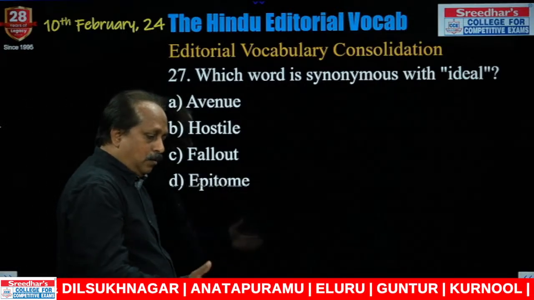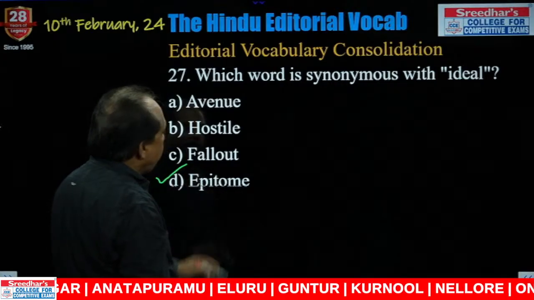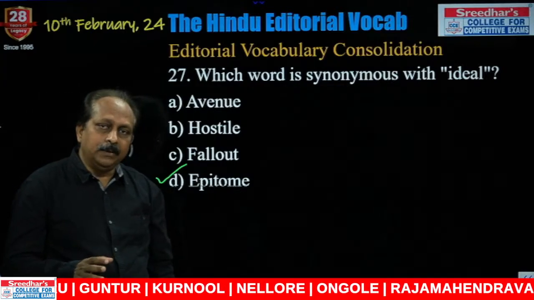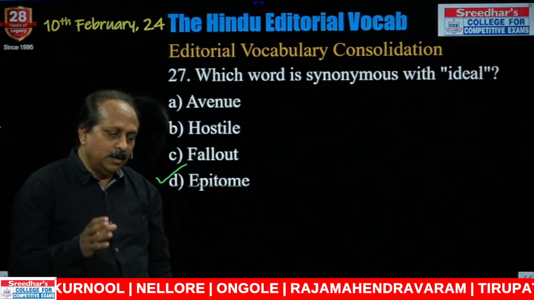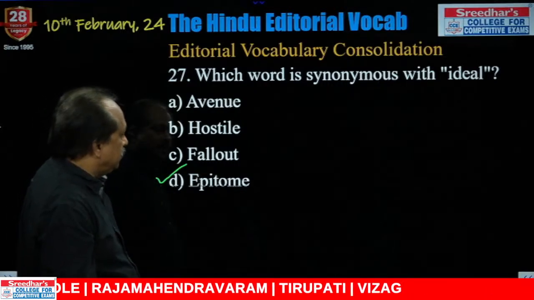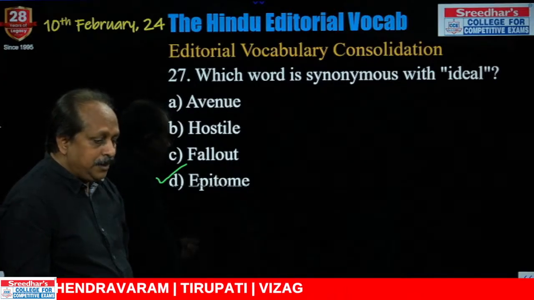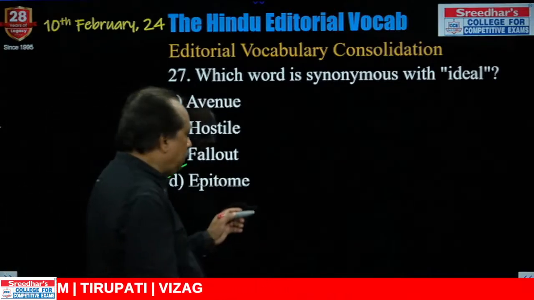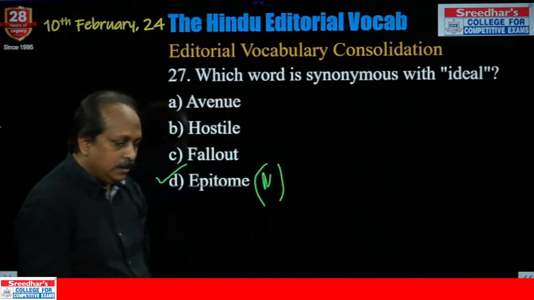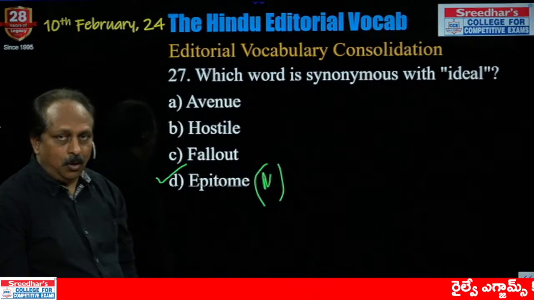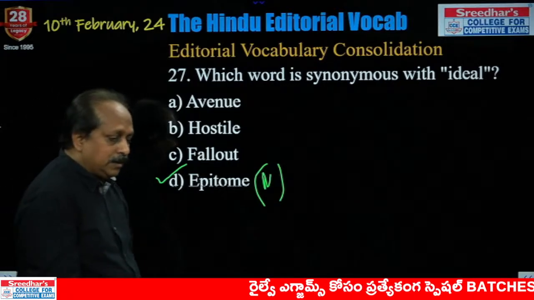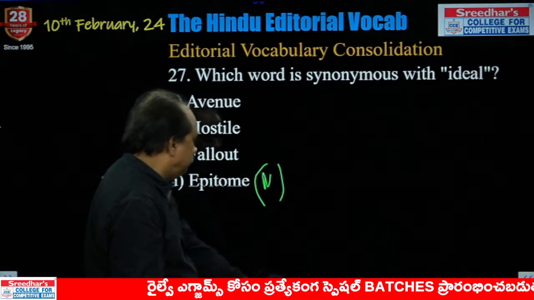That is very important. What is the synonym of ideal? Good. Almost all the students have got it right. Epitome. Ideal, perfect. Epitome, a perfect example, a typical example, a role model. D is the answer. Which part of speech is it? Ideal is an adjective, but epitome is a noun. Ideal situation, ideal job, ideal partner, ideal husband, ideal wife, these are the combinations. Then it is an adjective.